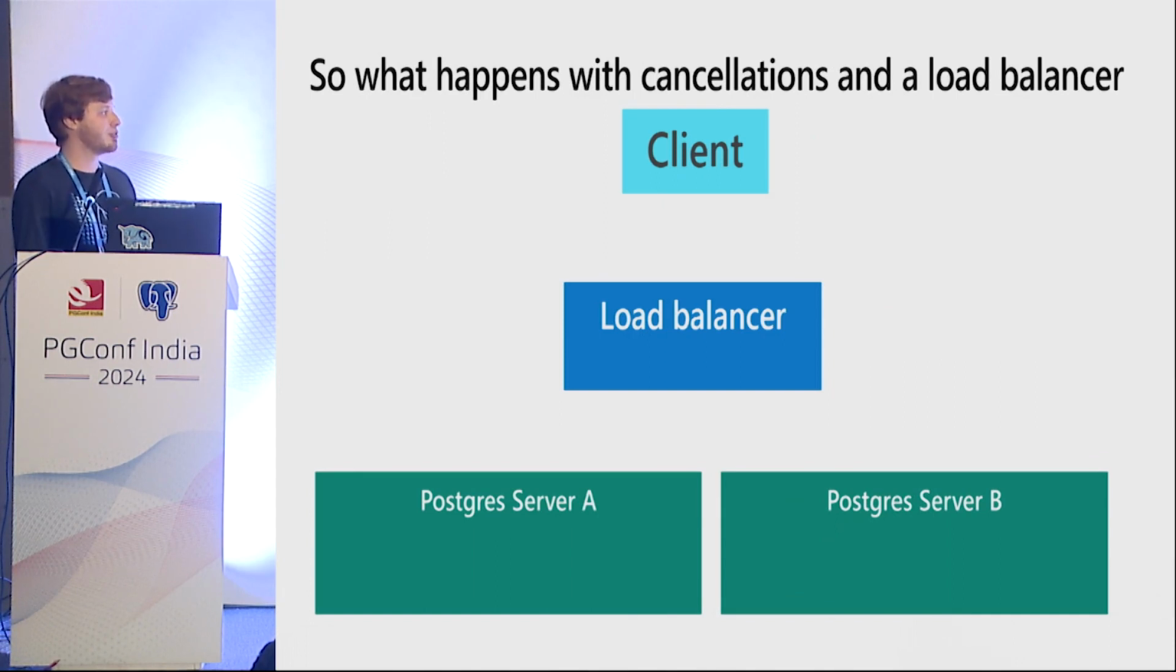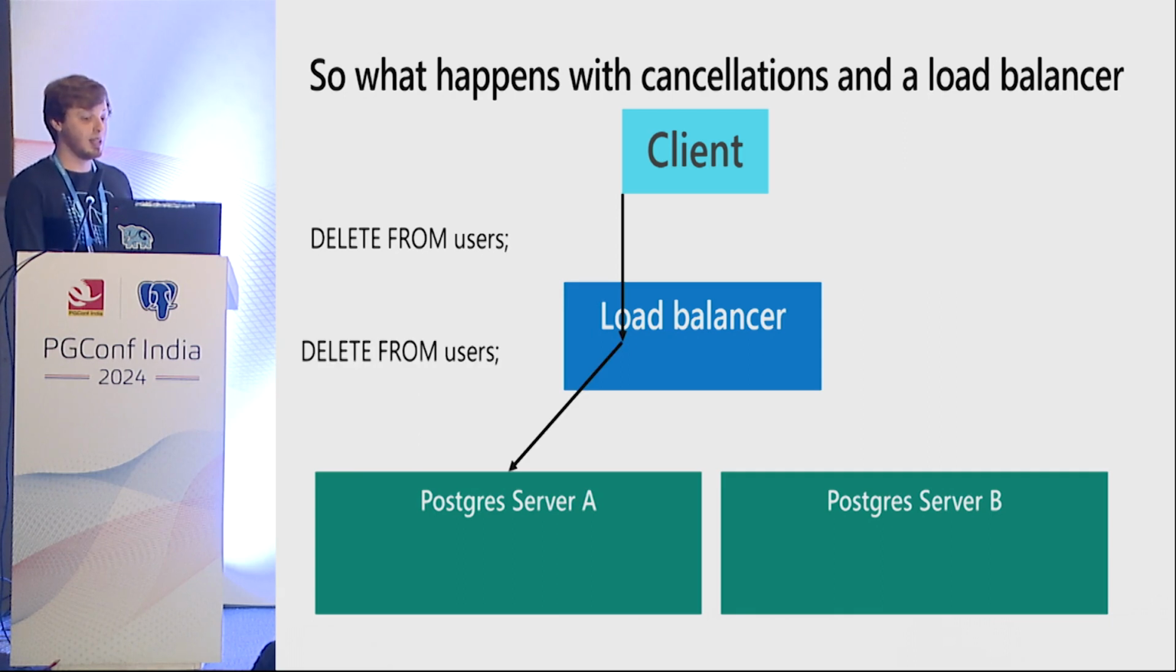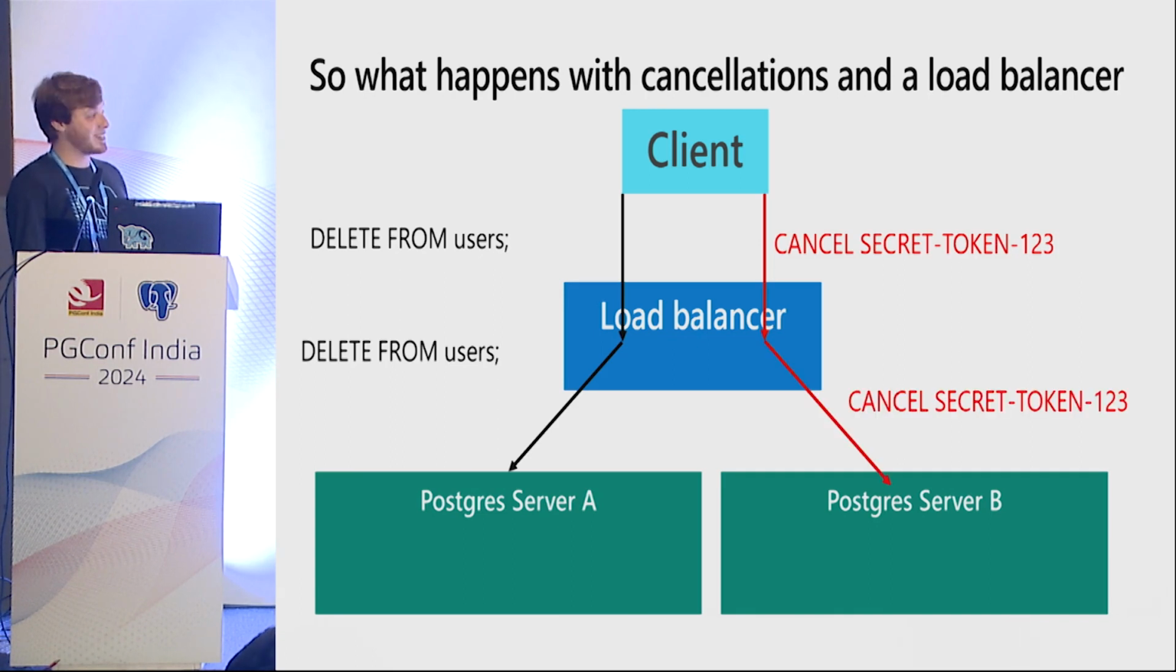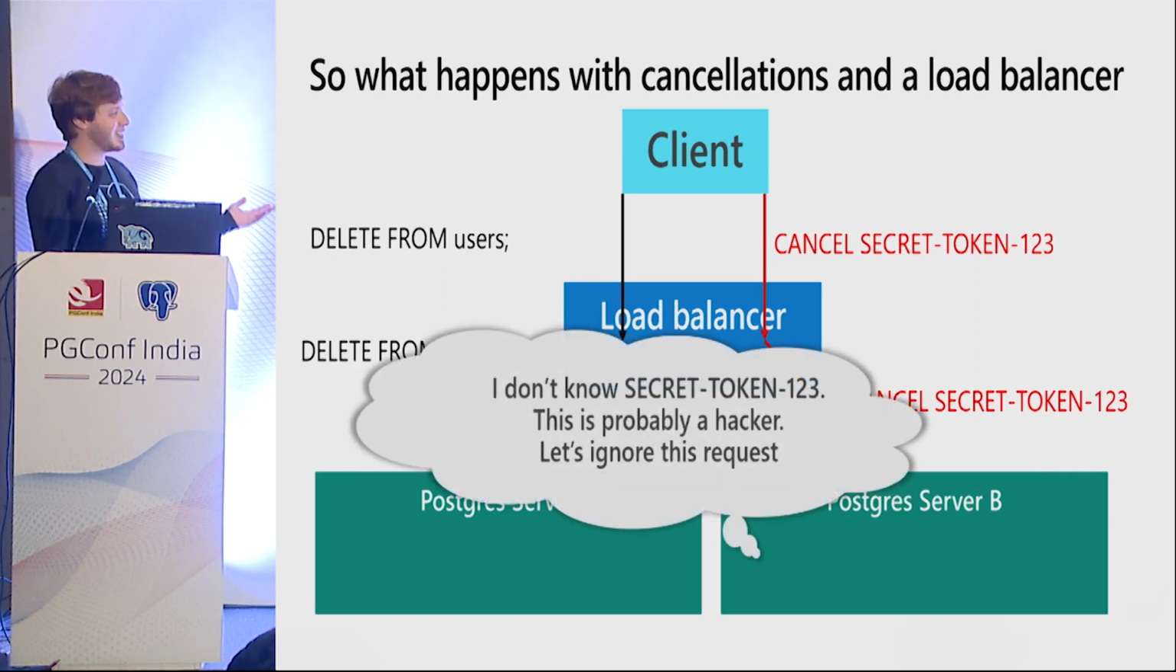But what happens if we introduce a load balancer into this picture? Well, if you send delete from users, the load balancer might send it to server A. And if you then cancel, the load balancer might send it to server B. Well, you might see where this is going. This is not going to work. Because server B is like, I don't know this. This is a secret token that I've never heard of before. This is probably a hacker. Let's ignore it and pretend everything is fine. But I'm not going to do anything. I'm not going to throw an error message. I'm not going to put a warning in your logs. You have no clue that this is not happening, except that all your data is still gone.